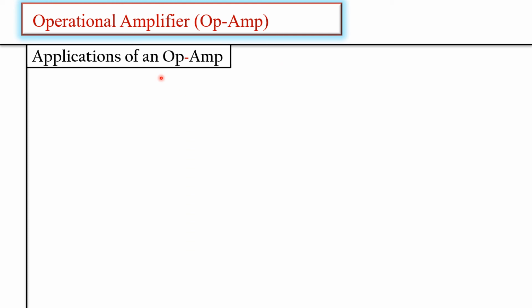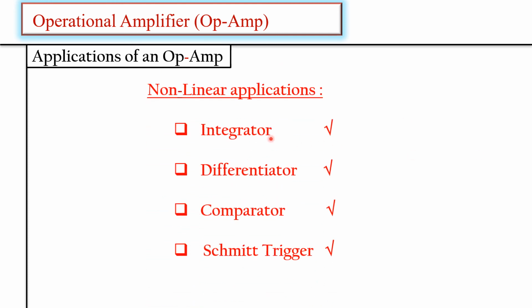Applications of an op-amp: non-linear applications. The circuit in which the shape of the output signal is different from that of the input is called a nonlinear circuit. So nonlinear applications are those where the shape of the output signal is different from that of the input. Integrator and differentiator we already studied. Today we will see comparator and Schmitt trigger.